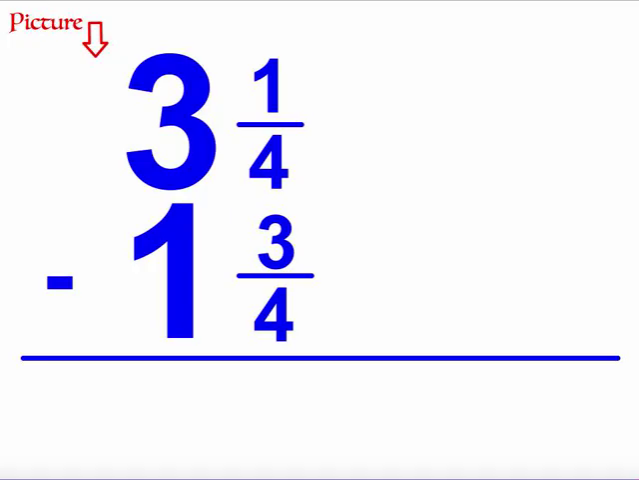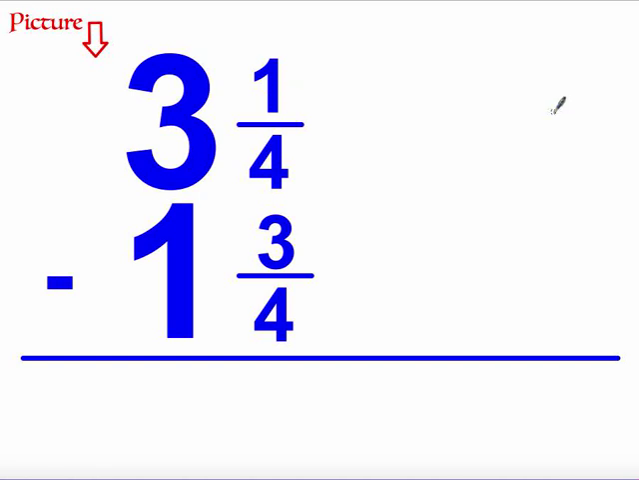So here we have 3 1/4 and we're going to take away 1 3/4. Okay, step one still the same. We have to have common denominators, and it looks like here we both have 4s, so that's already taken care of for us. We don't have to do anything with that. However, I can't take 3/4 away from 1/4. Okay, so what do I do? I need to borrow.